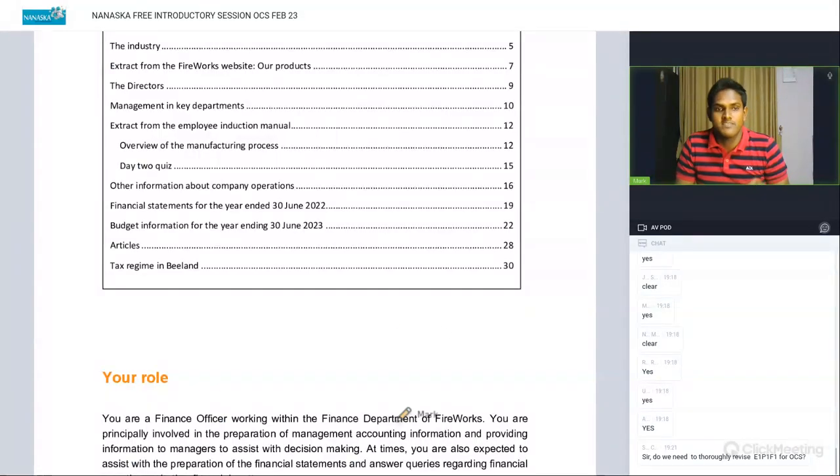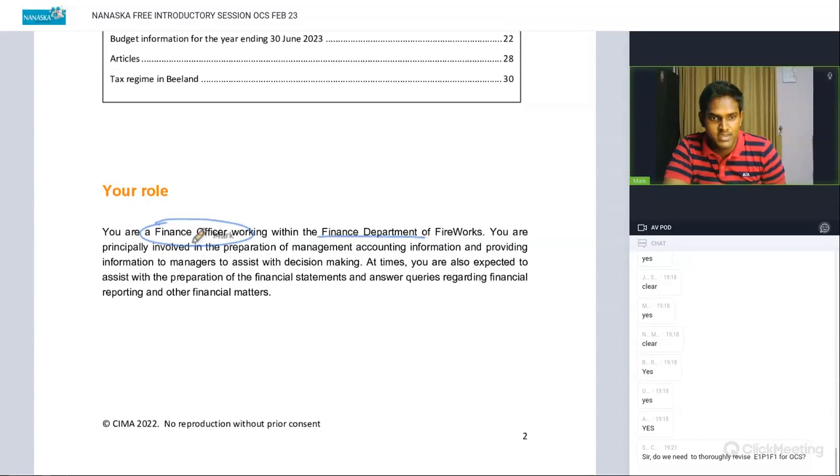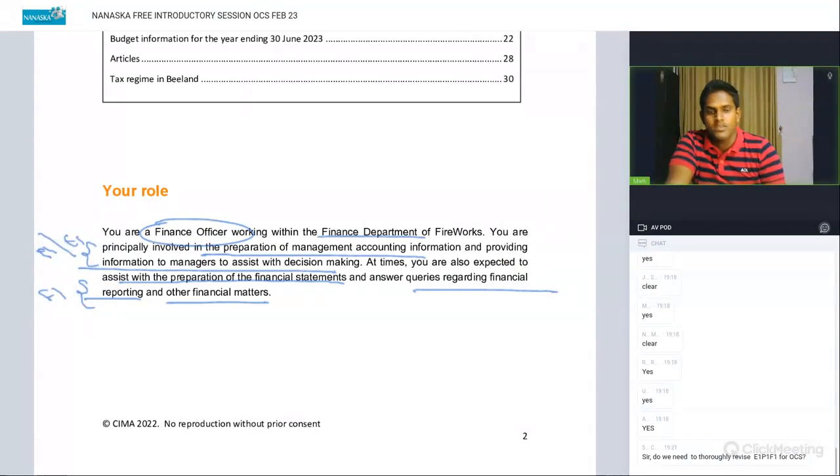Before we go on to Fireworks, we've got to understand what is my role, what is your role. You are a finance officer working in the finance department, involved in the preparation of management accounting information to managers for decision making, preparation of financial statements, queries regarding financial reporting and other financial matters. So these two come from your P1 and E1, and the last two from your F1. Preparation of management accounting information. So what does this include?